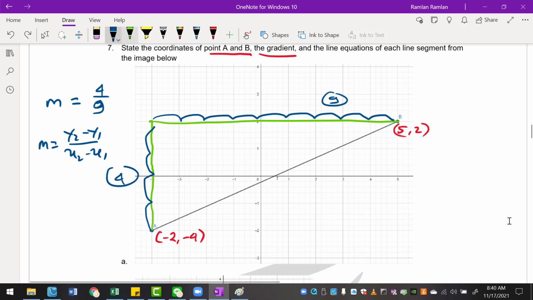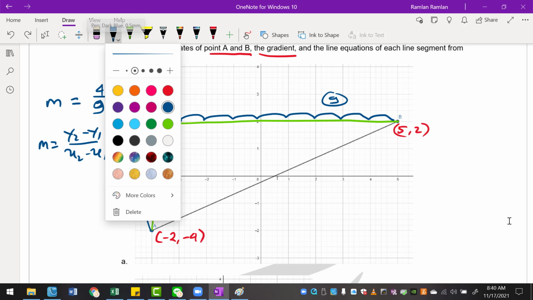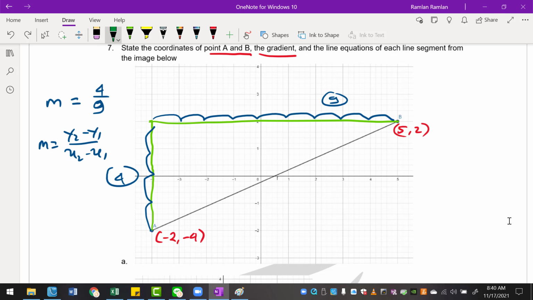It's just by determining which one is x1 and y1, and which one is x2 and y2. Okay, so for this one, let's say I'm going to use A as x1 and y1. So that means this is going to be x2 and y2. Actually, you can choose this as x2 and y2, and this as x1 and y1. It's the same thing.